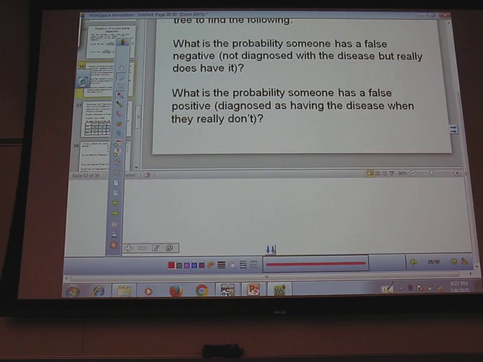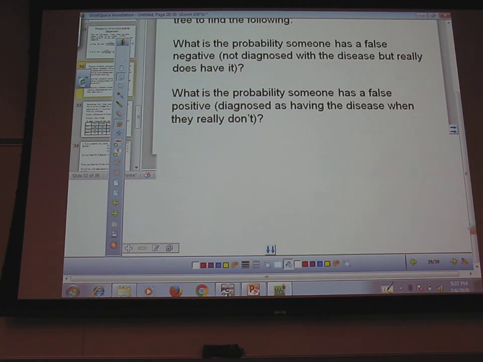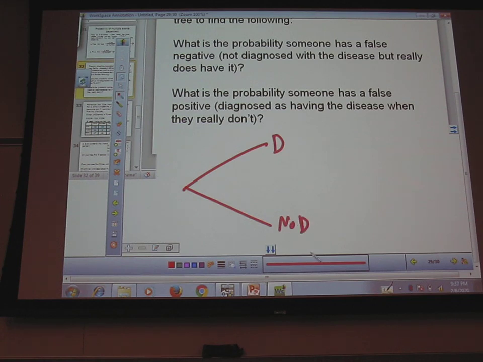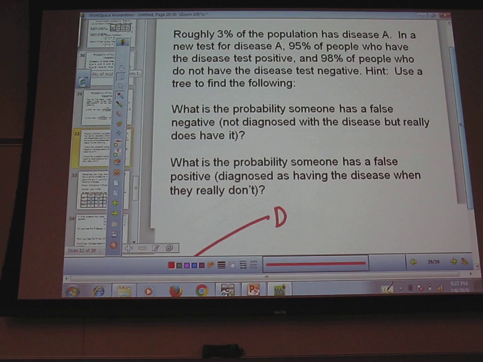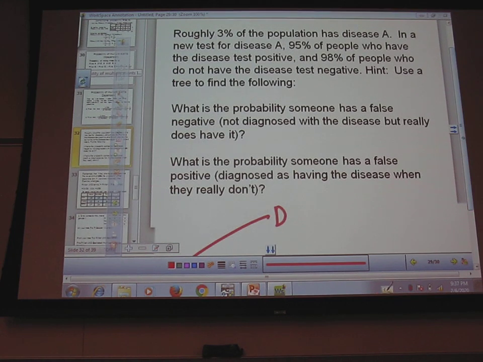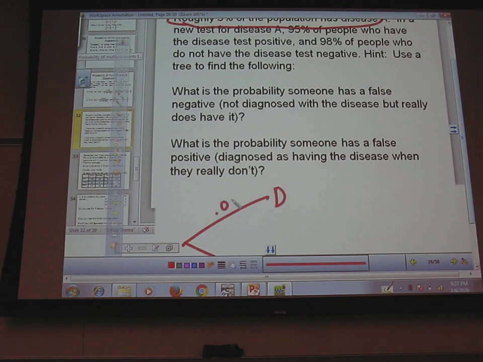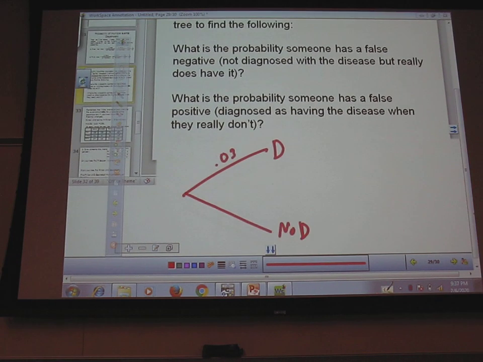Okay, so here, we didn't go over everything quite like this one in class, but it is a really good application of this probability tree, which is why I wanted to put it in here. So here, you can either have the disease or no disease. What's the probability that you have the disease? 3% has the disease. So 0.03 has the disease, which means what percent doesn't? 0.97.